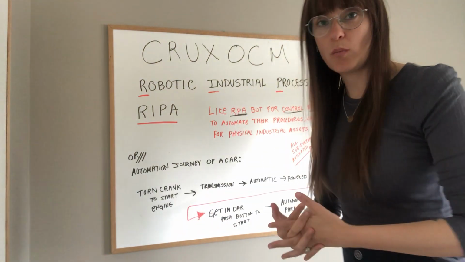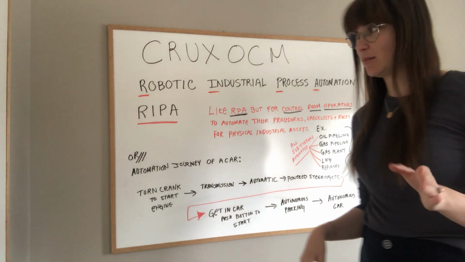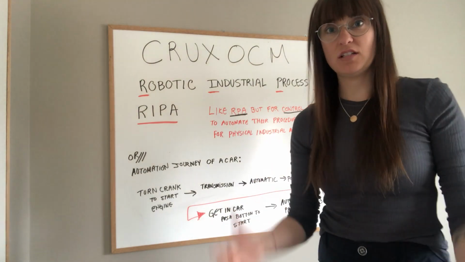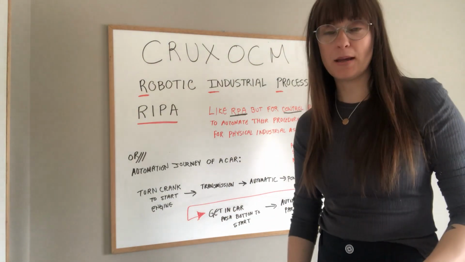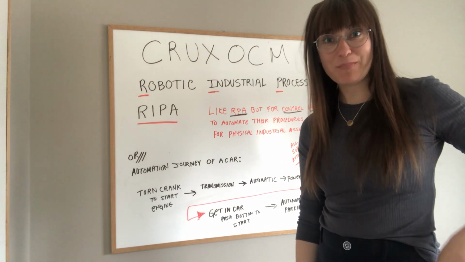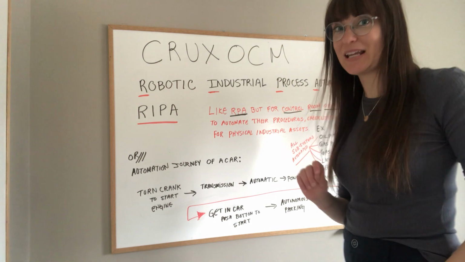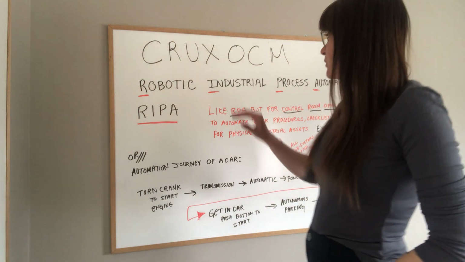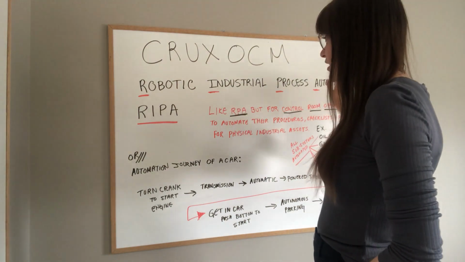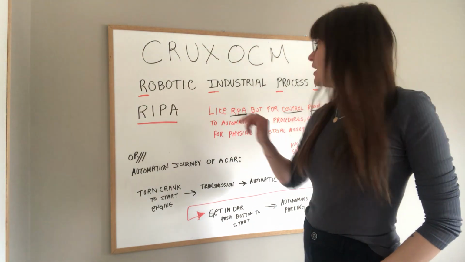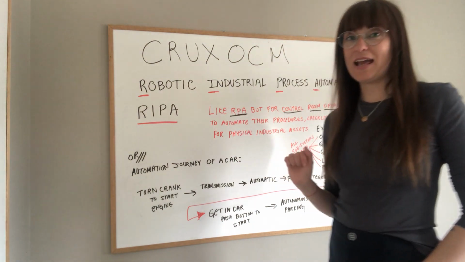Today I want to talk about robotic industrial process automation, which we term the foundation of what we're doing at Crux OCM. Based on the typo I made in last week's vlog, thought we might as well dive into it a little bit. I did spell it right here. So robotic industrial process automation, or as we term it, RIPA, it's like RPA.